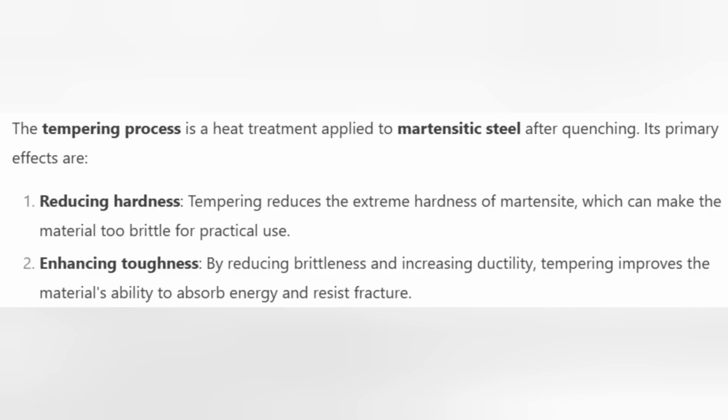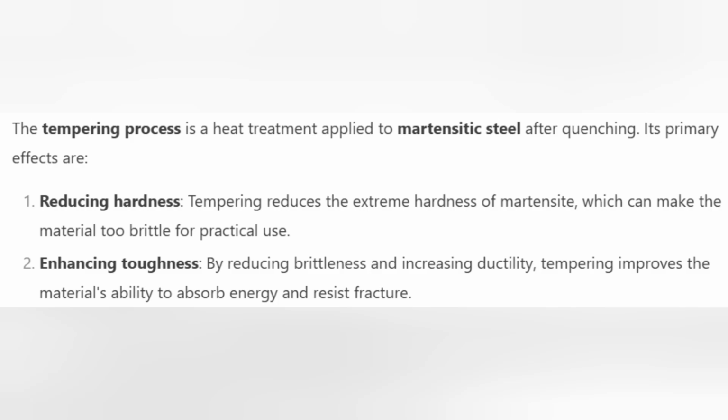But what happens after tempering? The post effect of tempering. So reducing hardness. Okay, tempering reduces the extreme hardness of the martensite, which can make the material too brittle for practical use. Okay, it would obviously reduce the hardness. The hardness was the one that kept it so brittle and not practically usable for anything. So obviously this tempering process would reduce its hardness, and it would make it less brittle.